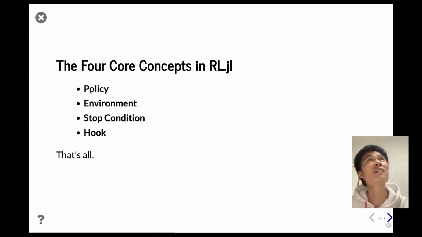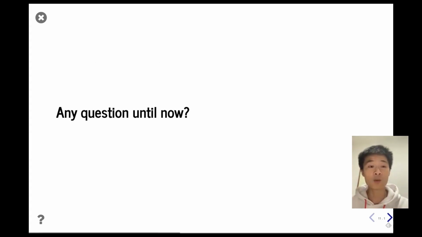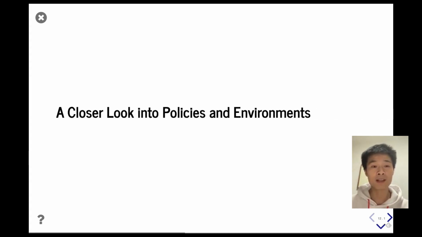I think all the things that RLWL provides are around these 4 concepts. It provides built-in policies, environments, stop conditions and hooks, and people can also write their customized ones. So do you have any questions until now? Okay, if not, I will go ahead to the second part.